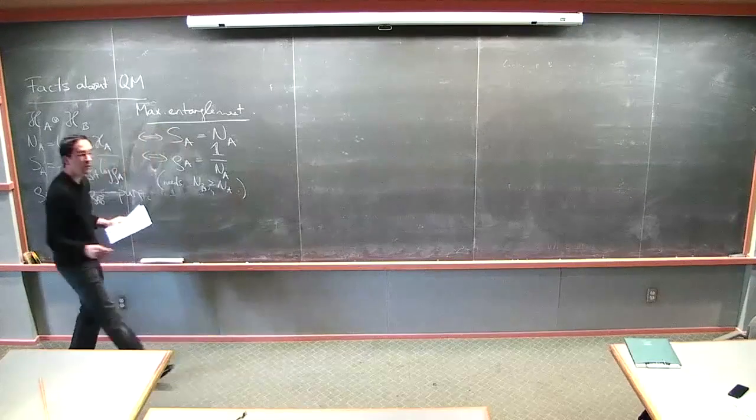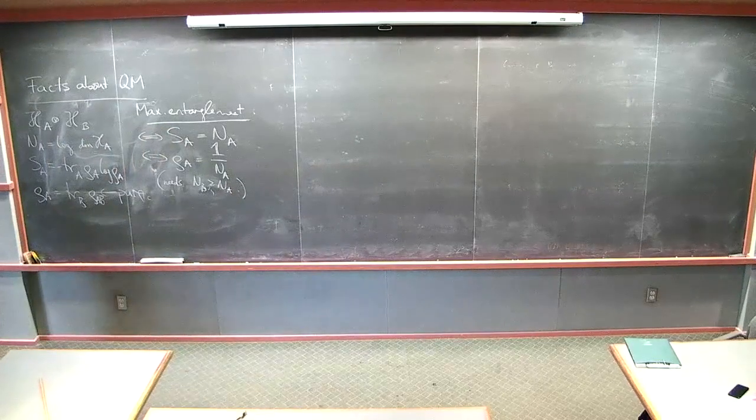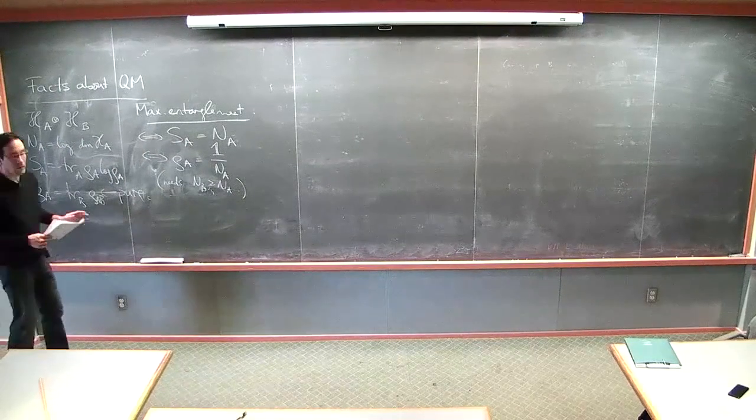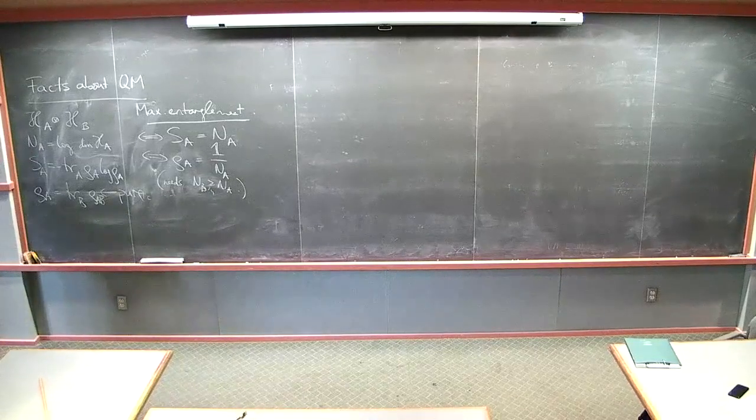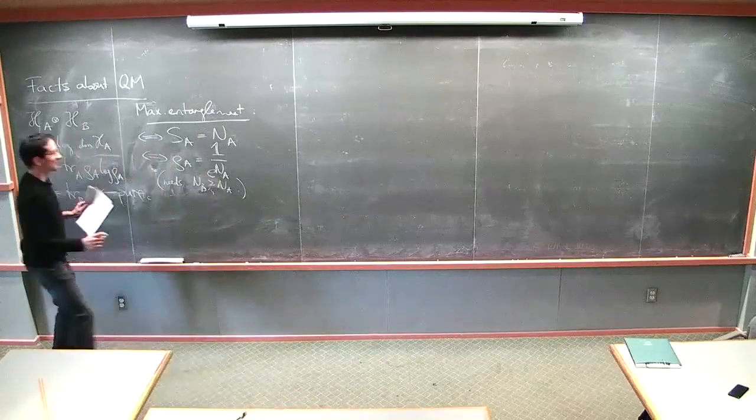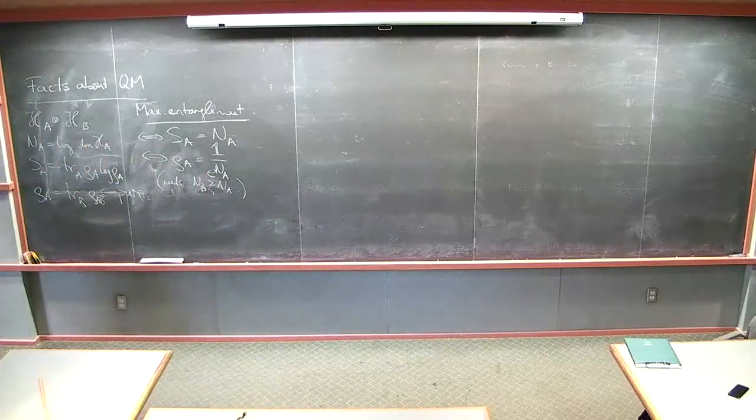Otherwise, it can't happen. Wait a minute, you defined N_A as the log of the dimension? Yeah. That's right. Otherwise, I would have, yeah. So how come the density matrix is 1 over N? Thank you. Thank you very much.